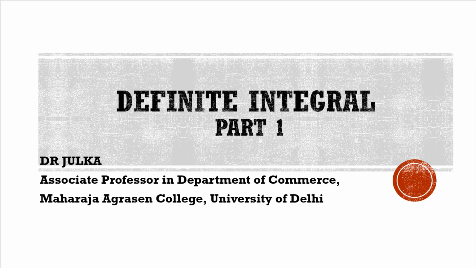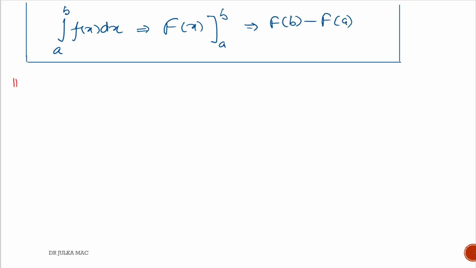Today in definite integral part 1, we'll talk about how to use the lower limit and the upper limit in the question of integration. If integration of small f(x) is capital F(x), the lower limit is given a and the upper limit is given b. So after integration, we'll put upper limit minus lower limit and we'll get F(b) minus F(a). We can explain with the help of an example.